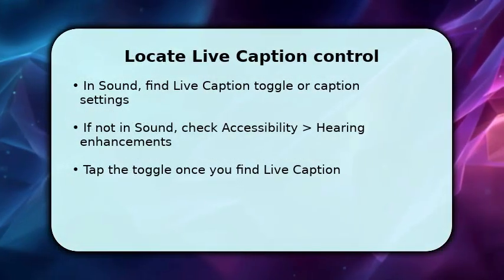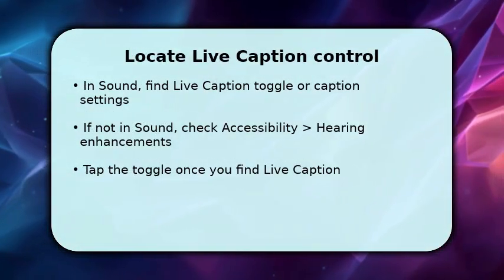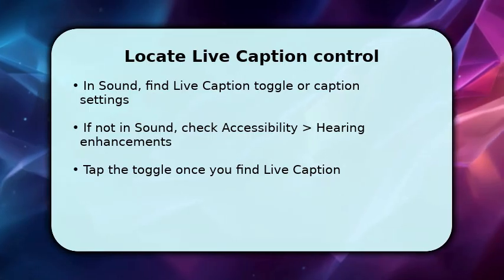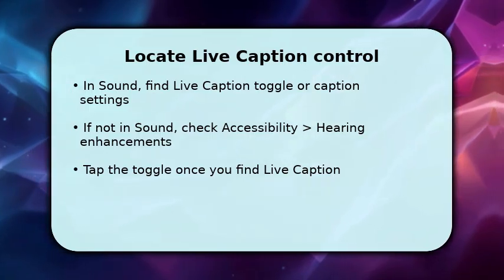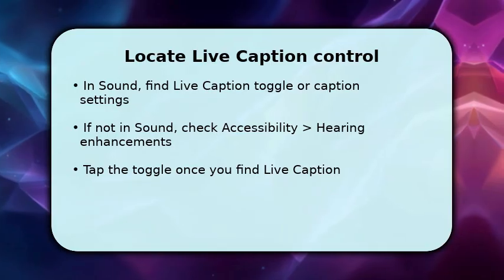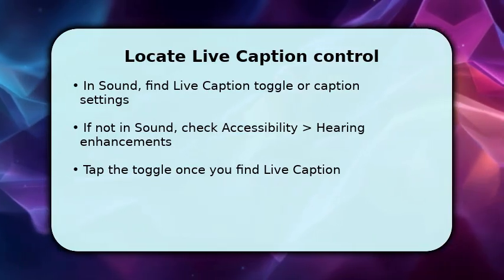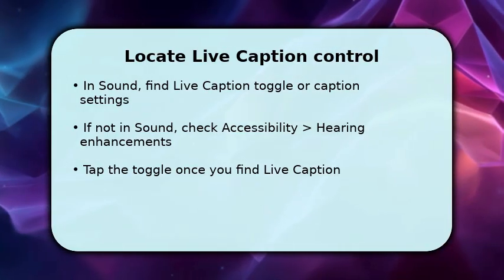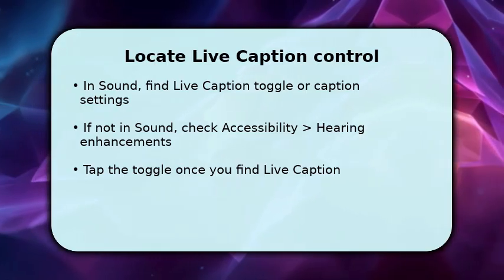You'll now find the live caption control. Navigate to Sound Settings and look for live caption, or go to Accessibility then Hearing Enhancements if it's moved. Tap the live caption entry to open its settings screen. This shows a simple on/off toggle and options for language and auto captioning.